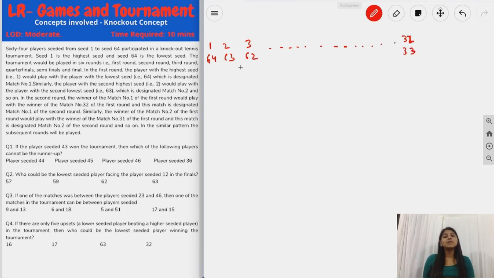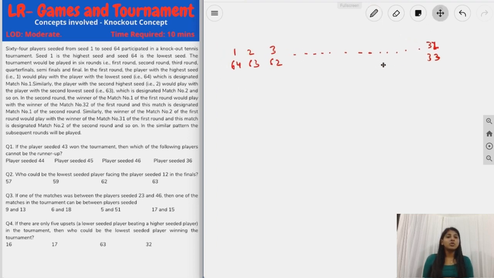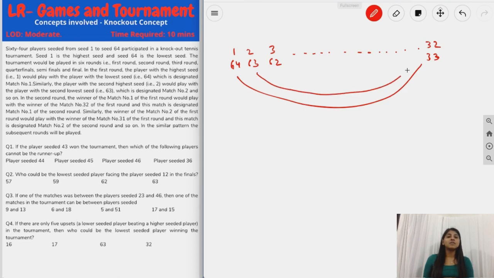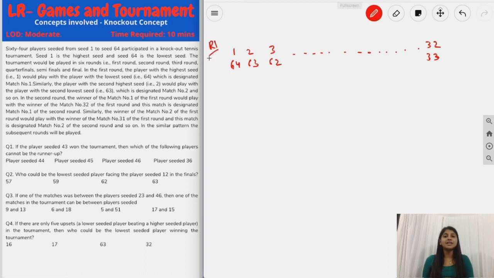Now what will happen in the second round? In the second round, whoever is the winner of the first match will play with the winner of the last match. Winner of the second will play with the second last. Okay, so that is the pattern for every round after this. Only for round 1 it is highest seed playing with lowest, second highest with second lowest, but thereafter it is like winner of first match with last match, second match with second last, and so on.